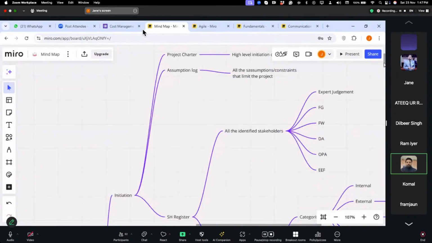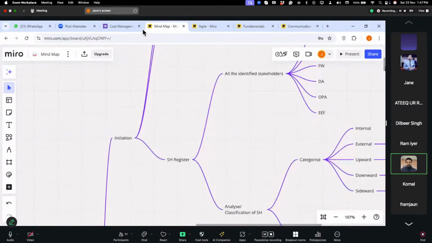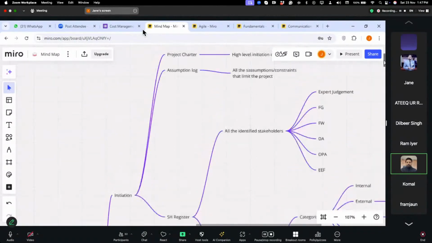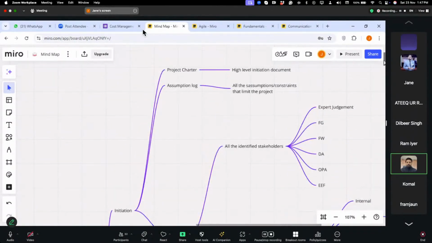In the stakeholder register, first we need to identify who the stakeholders are. Anyone who is affected or perceived to be affected is considered a stakeholder. Once we identify the stakeholders, we share the project charter with all of them. To identify the stakeholders, we have expert judgment, focus groups, facilitative workshops, document analysis, OPAs, and EEFs.